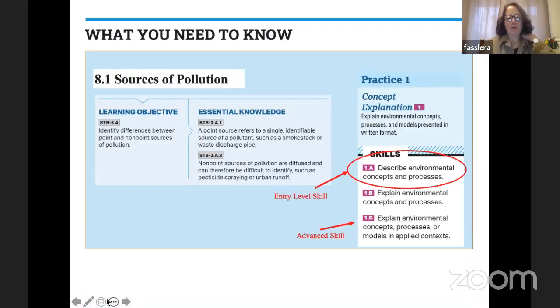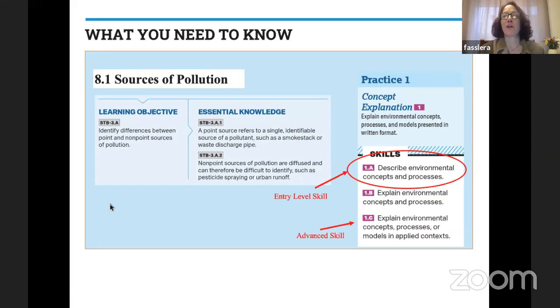So let's start off with what you need to know. Our first target is this 8.1 sources of pollution. And again, you've been talking about sources of pollution throughout the year. This is a very simple target for the most part. It ties in very well to all of our previous learning, because if you look at those essential knowledge statements, it's really defining a point source of pollution comes from a single identifiable point.